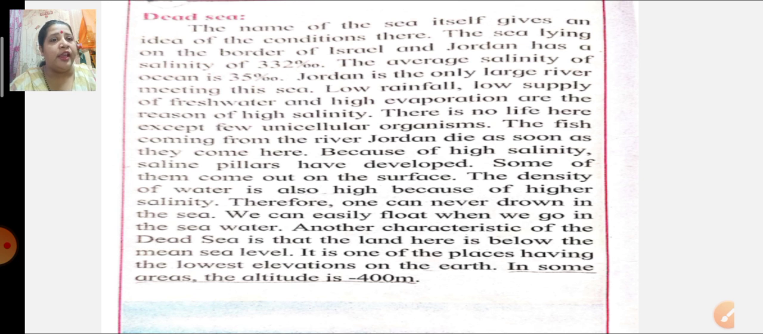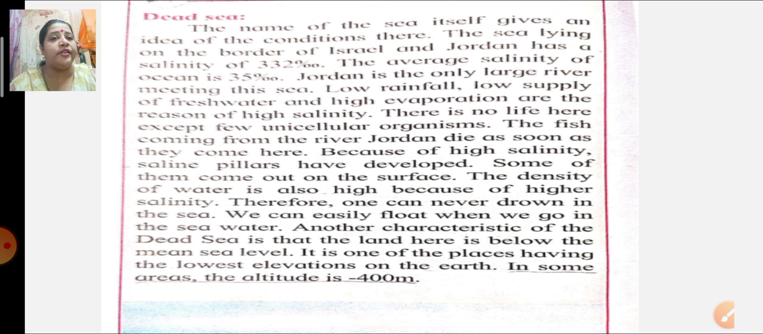I had explained to you about this. So here also if fish come by mistake through the Jordan river and enter into this Dead Sea, they die because of high salinity. Saline pillars have developed. Some of them come out on the surface. The density of water is also high because of higher salinity. Therefore, one can never drown in this sea. We can easily float.